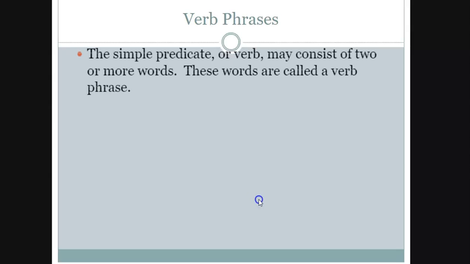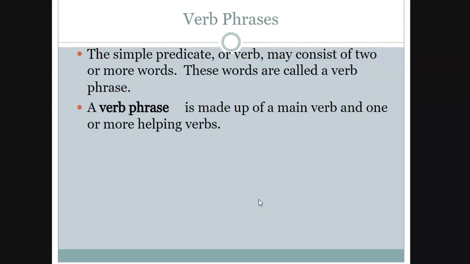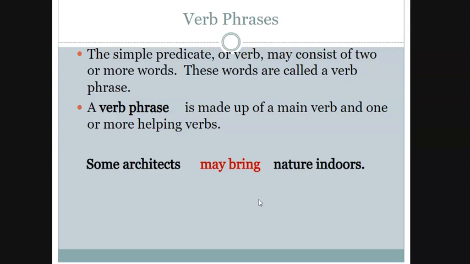What about the verb phrases? The simple predicate or verb may consist of two or more words. These words are called a verb phrase. A verb phrase is made up of a main verb and one or more helping verbs. Some architects may bring nature indoors. May bring will be the verb phrase.